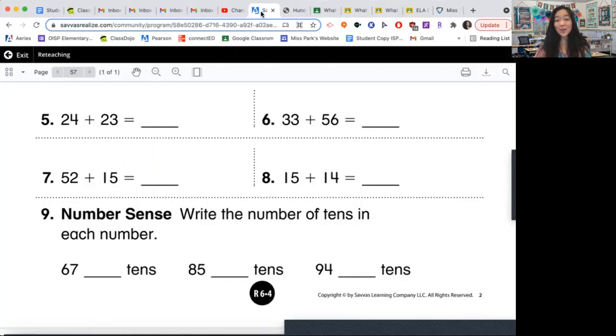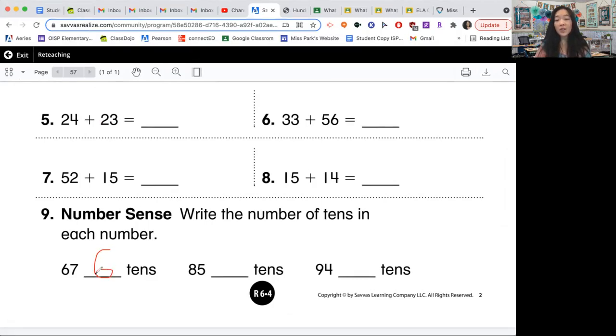All right, last question before we move on to practice, and we're going to be doing that together. Write the number of tens in each number. How many tens are in 67? Show me with your fingers. You should have 6 tens.